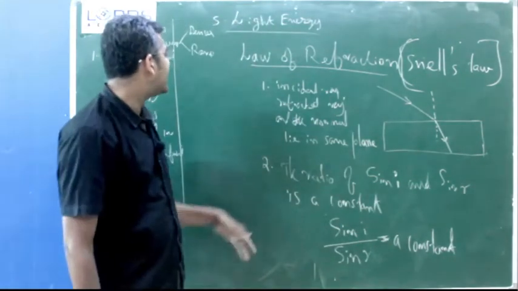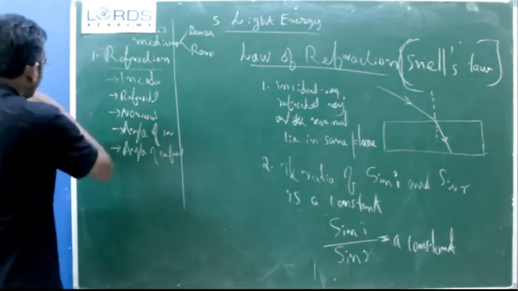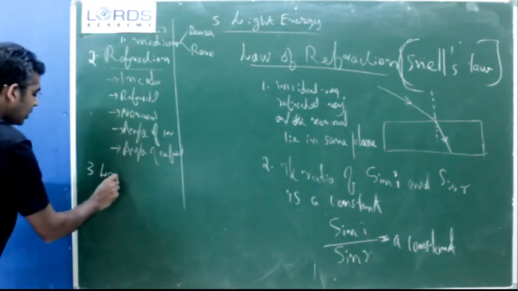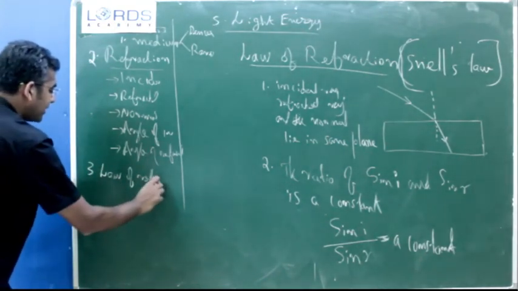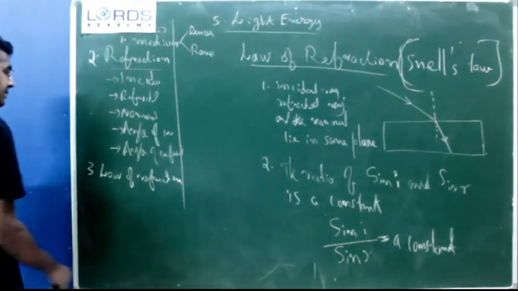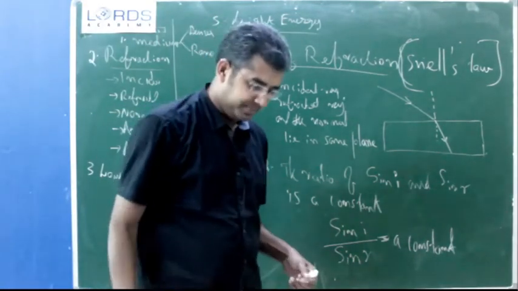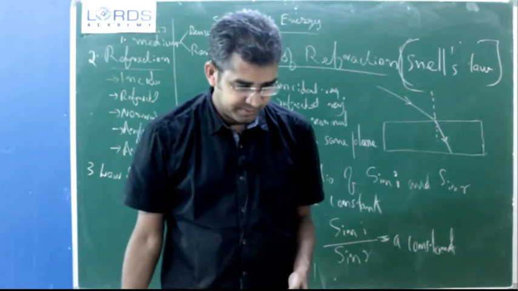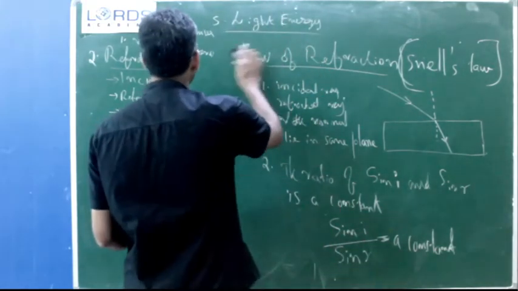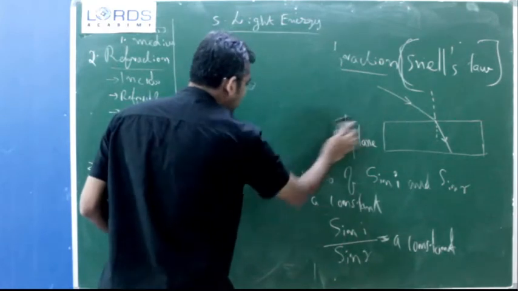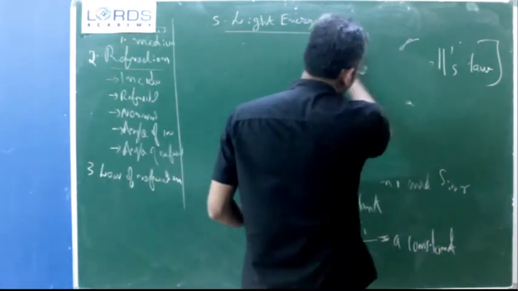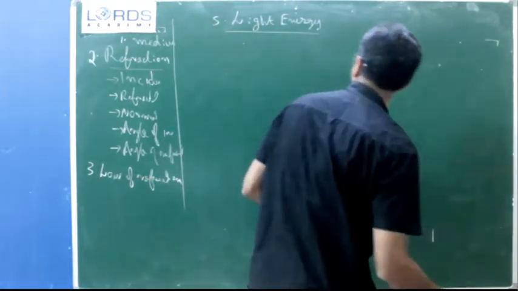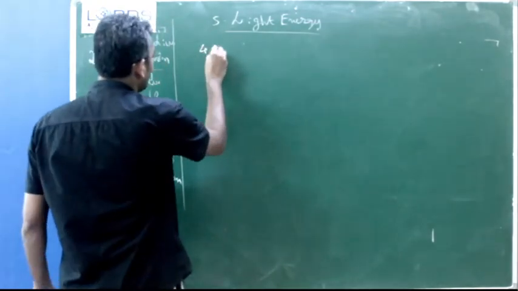This is the third concept. First we talked about medium, second refraction, third the law of refraction. I think you are clear. Are you clear, dear? Yes. So we are moving to the next topic, effects of refraction. Just try to understand, it is very simple. So the fourth one is effects of refraction.